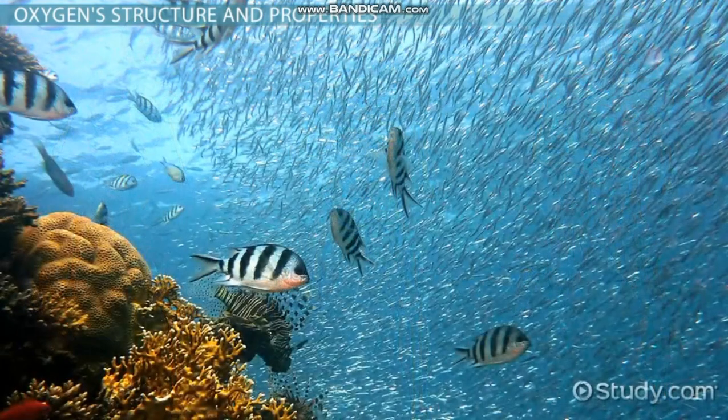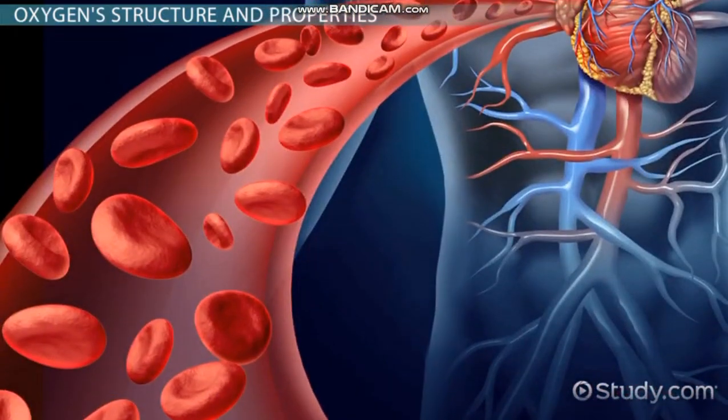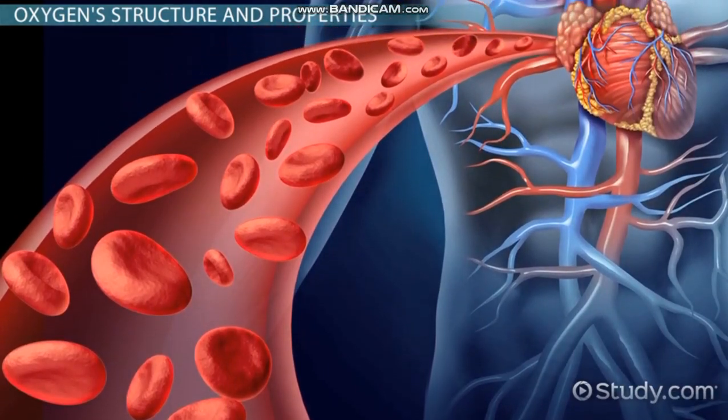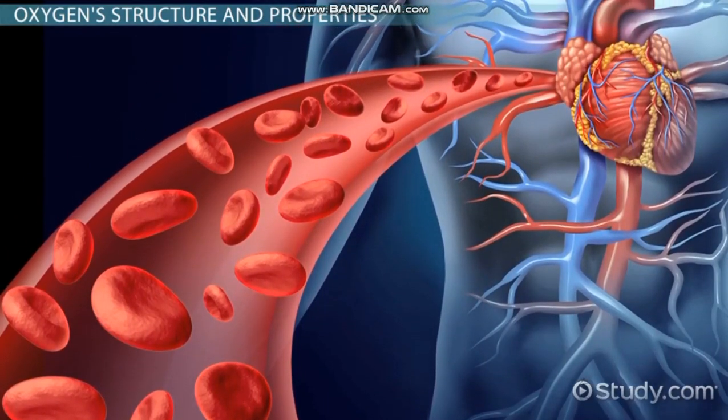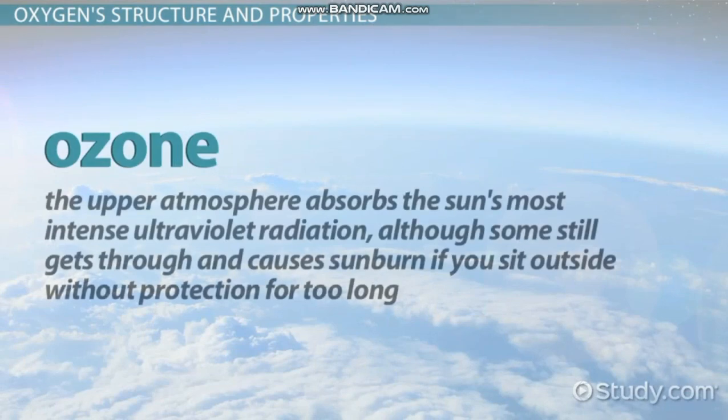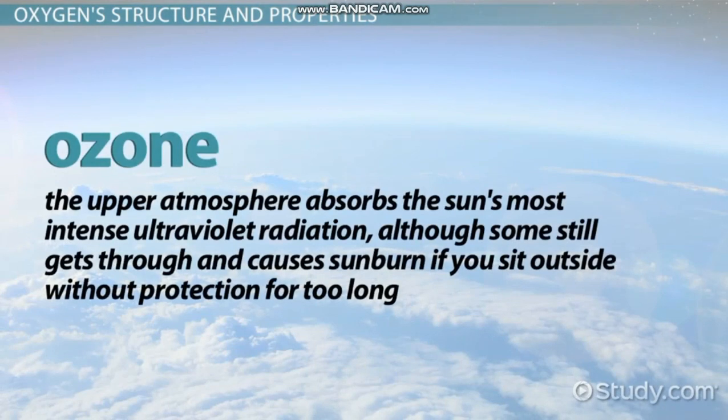Enough dioxygen dissolves in water to support fish and other water creatures. In human blood, dioxygen is delivered to cells by the hemoglobin molecule in red blood cells. Ozone in the upper atmosphere absorbs the sun's most intense ultraviolet radiation, although some still gets through and causes sunburn if you sit outside without protection for too long.